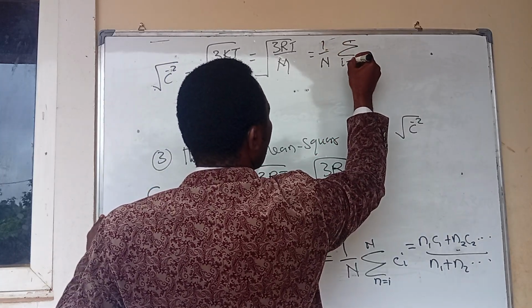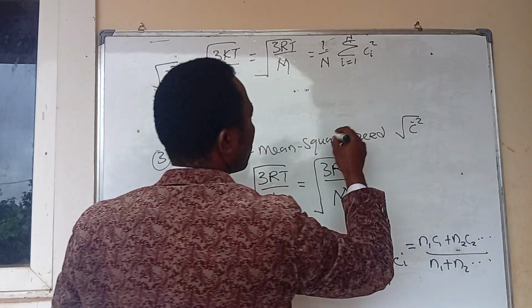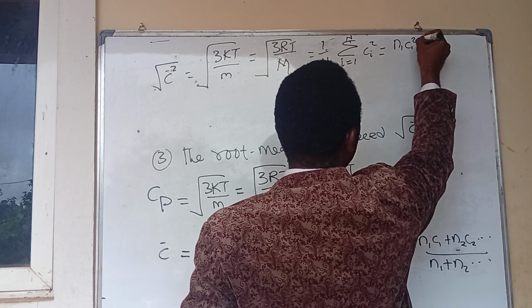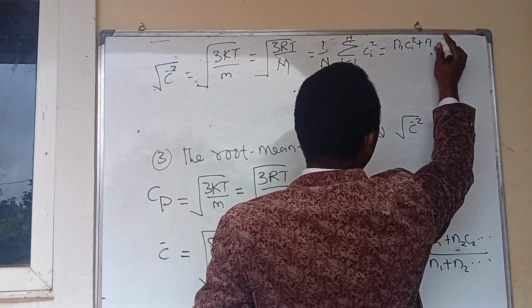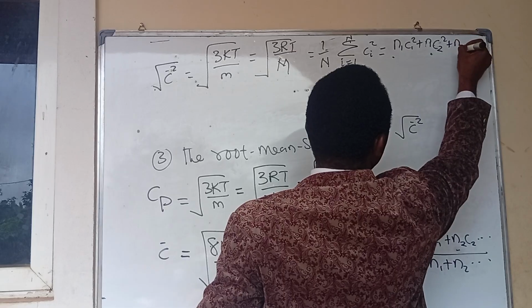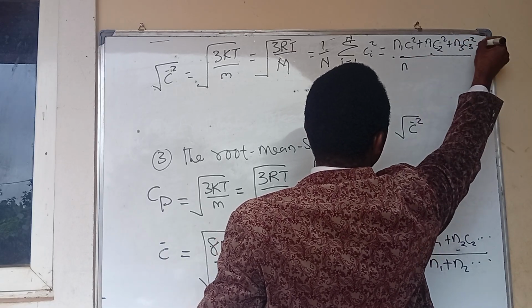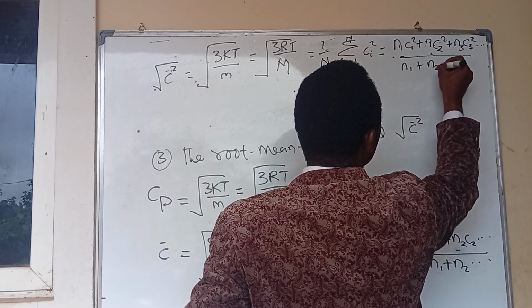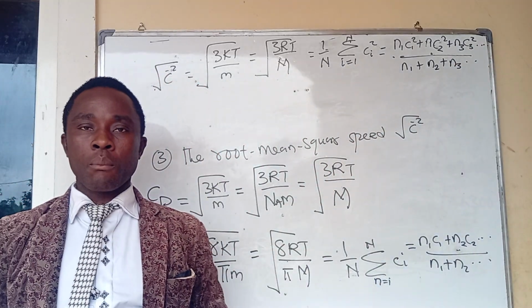summation of i equals 1 to n, C i square. That will be equals to n1 c1 square plus n2 c2 square plus n3 c3 square, everything over n1 plus n2 plus what, n3, and so on, depending on the number of molecules.